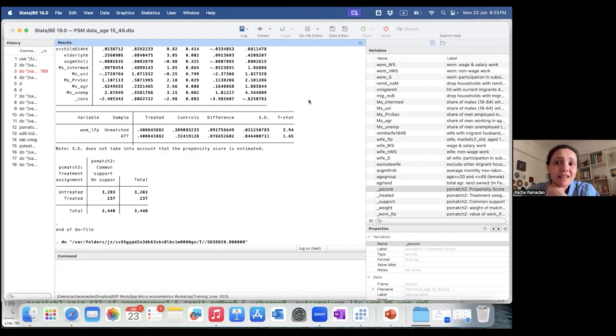However, it's not significant. And this is why, Riham, I told you it's important to see the ATT, because this is the one we are caring about, that is comparing the treated with the non-treated on the common support area. But here it is not significant. So here it is a concern.